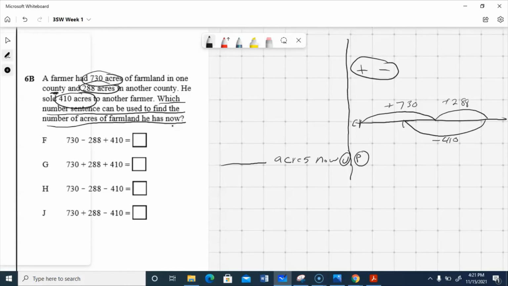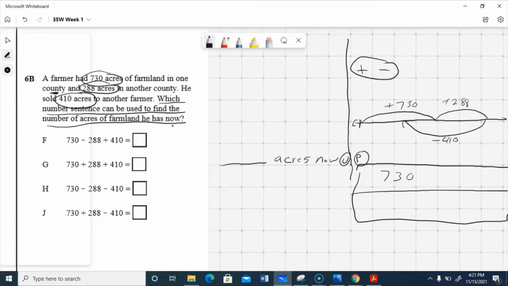Okay, if I was doing a strip diagram, on top, he had 730 acres in one, and then 288 in another county. And then he sold 410 acres. And the amount that he had left would be right here, that many acres. So if I was doing a number sentence, okay, that would be 730 that he has in one county, plus the 288 he has in the second county, and then I would take away what he sold, which is 410 acres. He sold to another farmer, so he sold that, so he doesn't have it anymore.